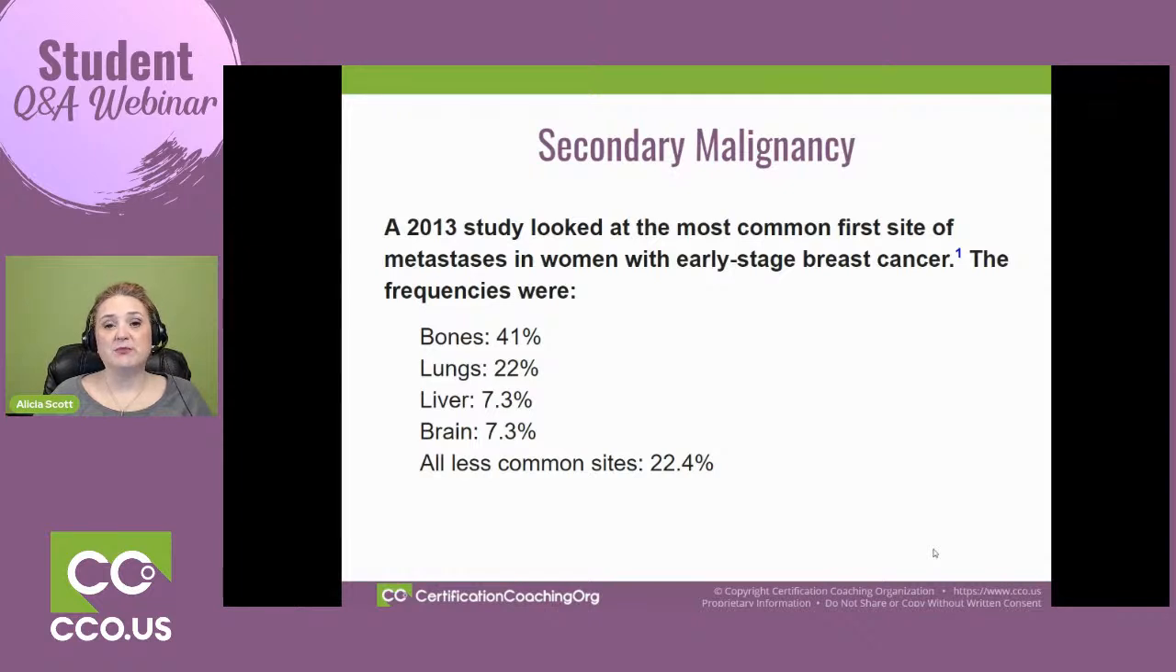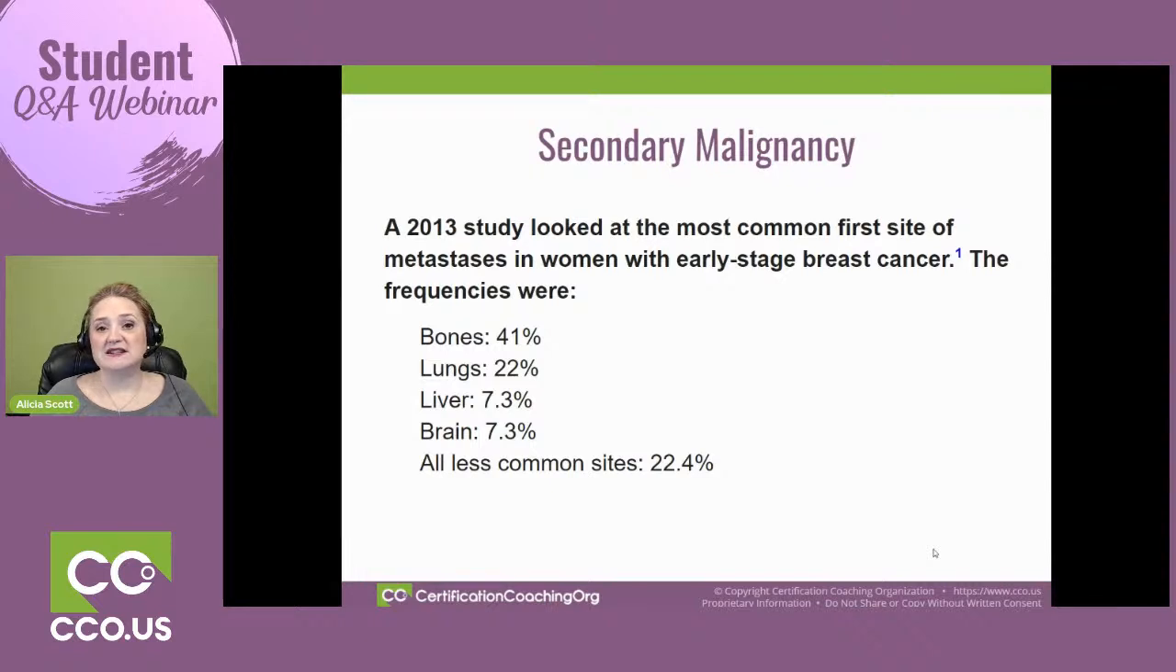41% went to the bone. 22% went to the lungs. The liver and the brain kind of tied there at 7.3. But all less common sites, they clumped them together, and it averaged out at 22.4%. So that's why I used bone cancer as an example of the breast cancer metastasizing to, because almost half of the patients that have breast cancer and it reoccurs someplace else, it hits the bone.